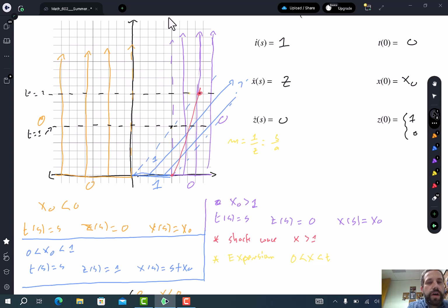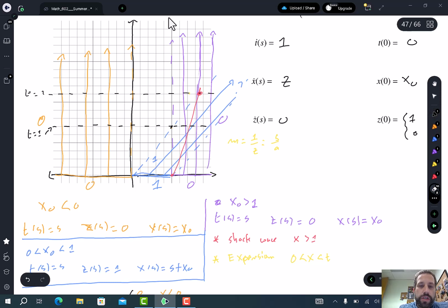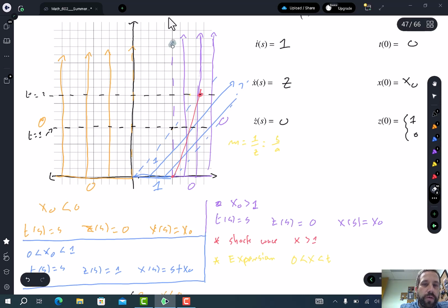So everything that we've done so far seems valid for t less than or equal to 2. Notice that the purple characteristics, once they hit the red line, they don't continue, because on that side of the line, the solution is the blue solution. So let me erase some of these to make the picture look a little clearer about what's happening.